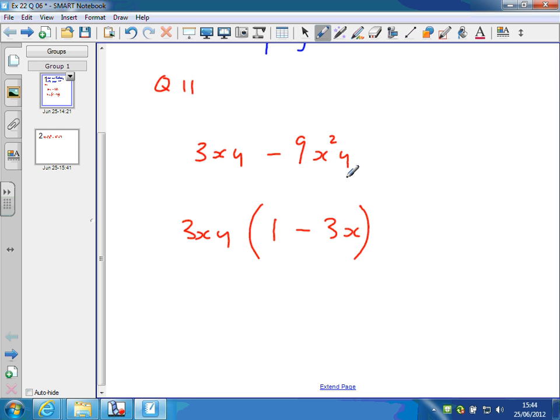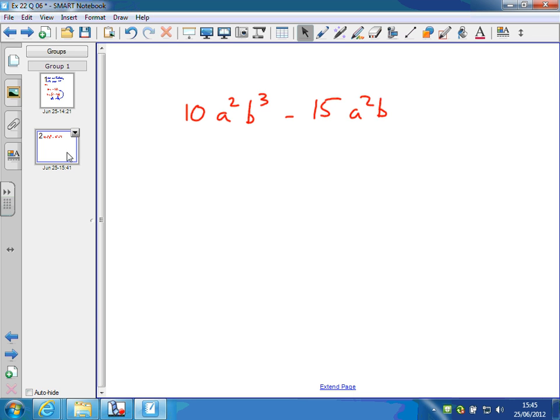How do I check that's right? Multiply back out. 3xy times 1 gets me back to my 3xy. 3xy times minus 3x gives me minus 9. Minus 3 times 3 is minus 9. x times x gives me back my x squared y. And so that's got me back to my original expression. So I know it's correct.